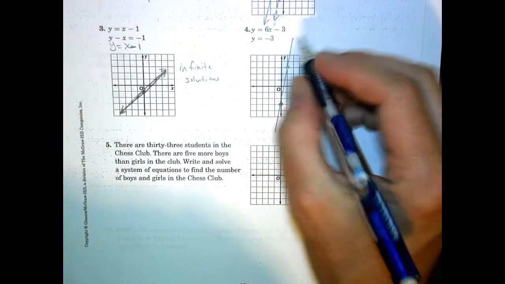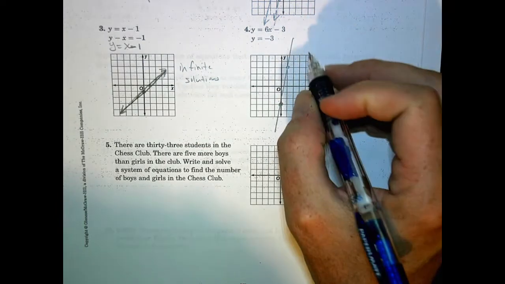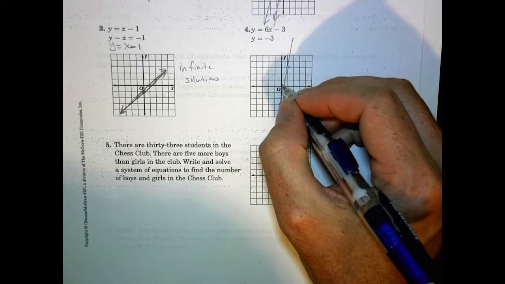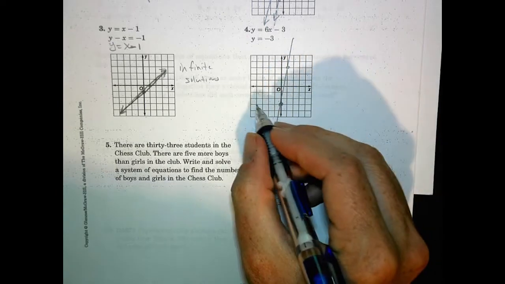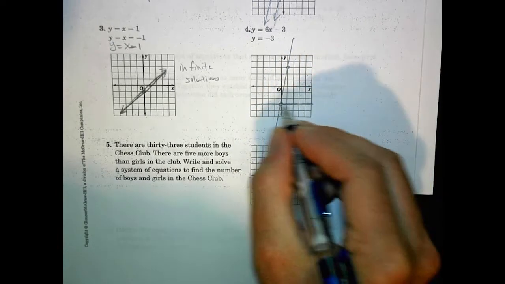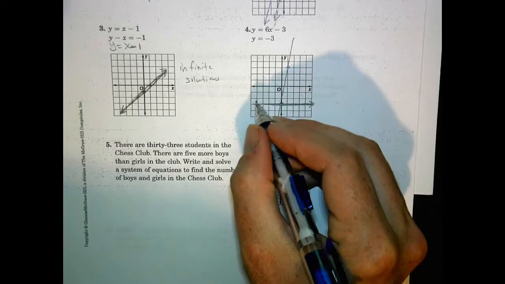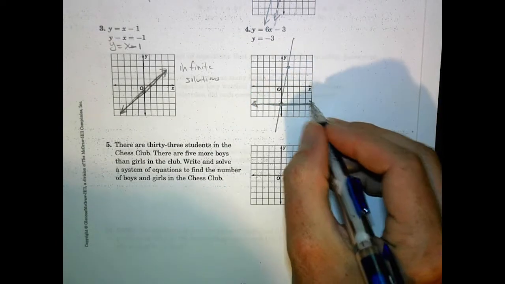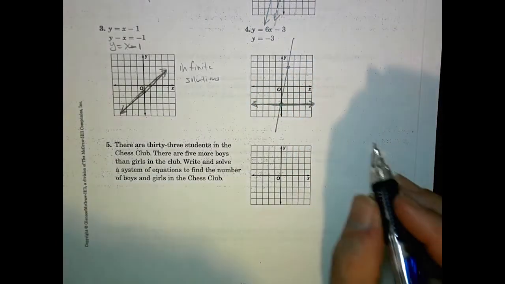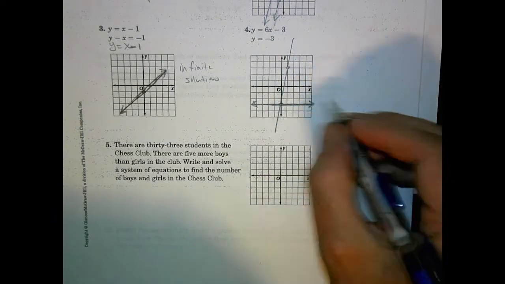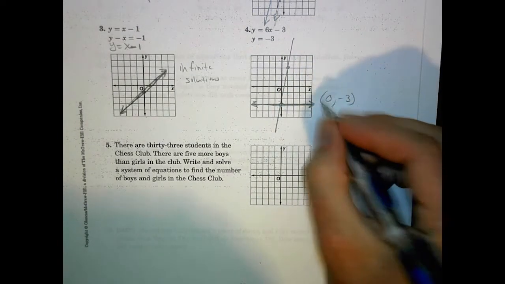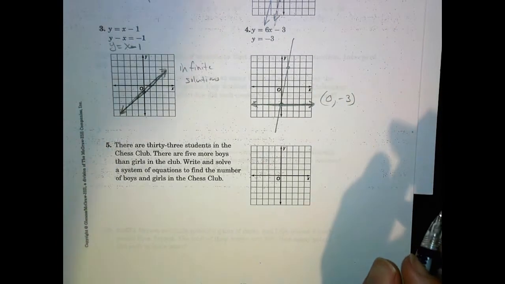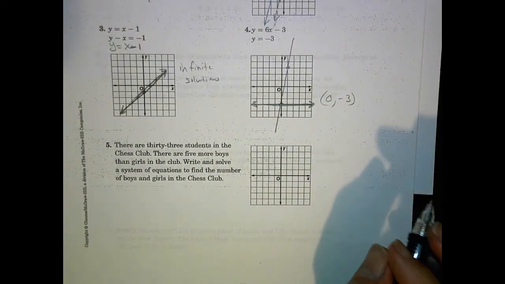And the next one, y equals -3. Alright, so we're going to go y equals -3, 1, 2, 3. So when y equals -3, we have this line that looks like this. Lovely. So it's just a straight line like that. And so where do they cross at? They're going to cross at 0, -3. That becomes our solution for that one right there.